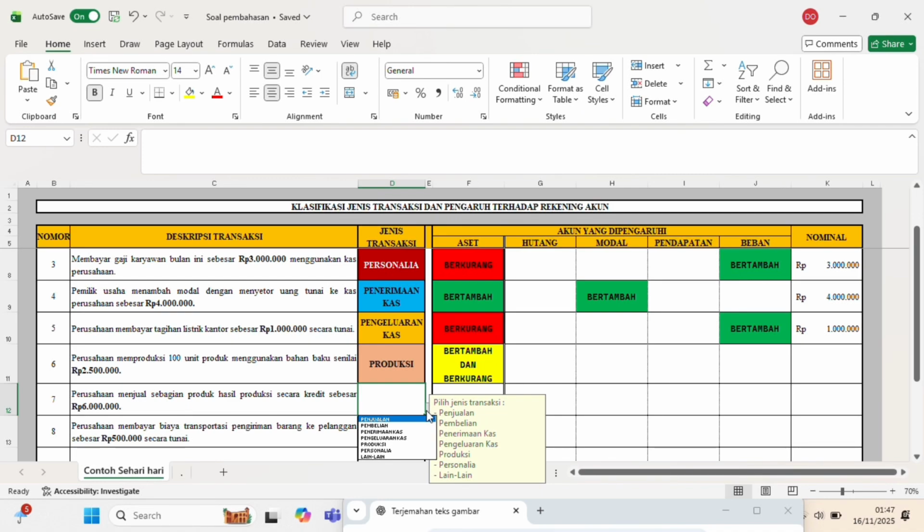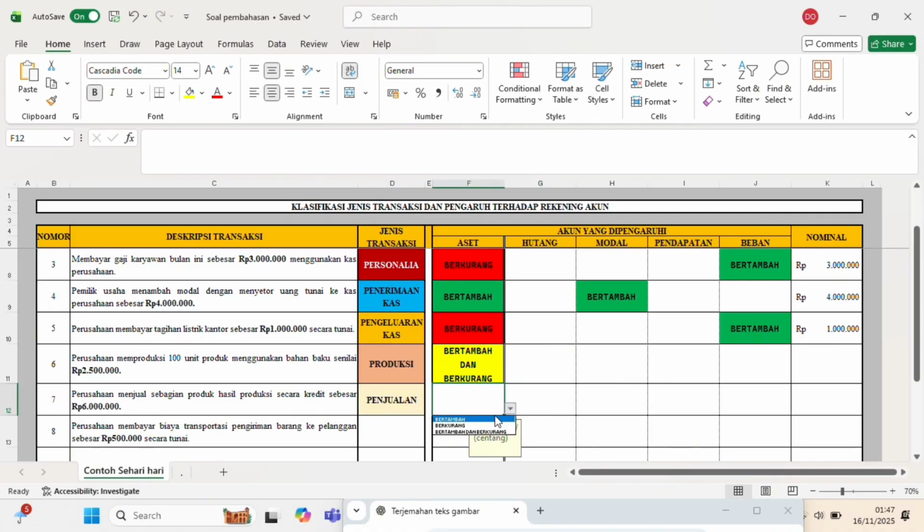Number 7. The company sold part of its finished product on credit for 6 million. Selling on credit means this transaction is categorized as a sale transaction. The accounts affected are accounts receivable, an asset, increases, and sales revenue increases, amount 6 million.